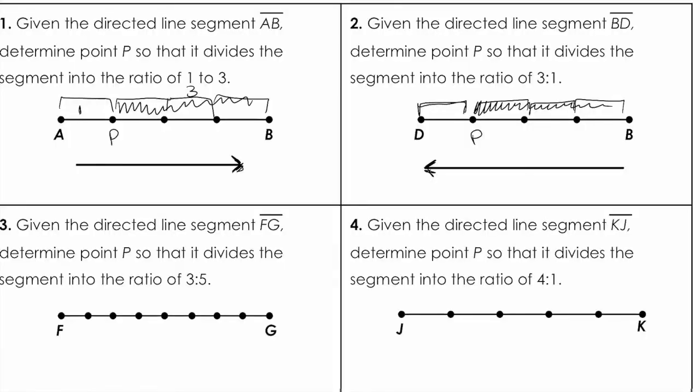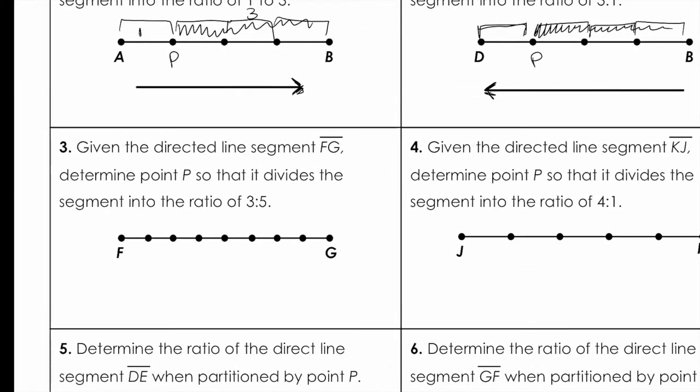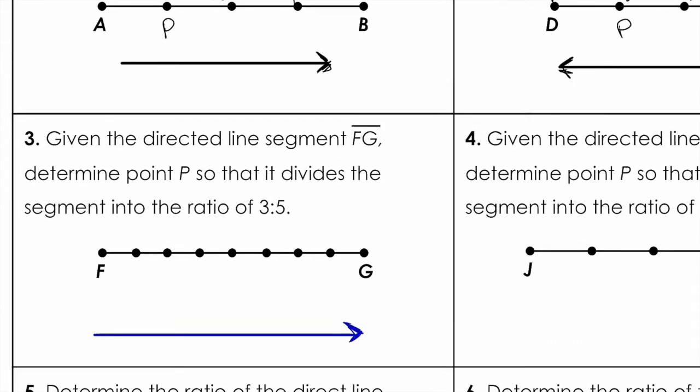Okay. So FG, are we going left to right or right to left? Left to right. We're going to the right. To the right, to the right. So we want to determine point P so that we're dividing it into a ratio of 3 to 5. Okay, so we're going to knock off our 3 segment first. So there's our 3. And then that should leave us 5 pieces on the right side.